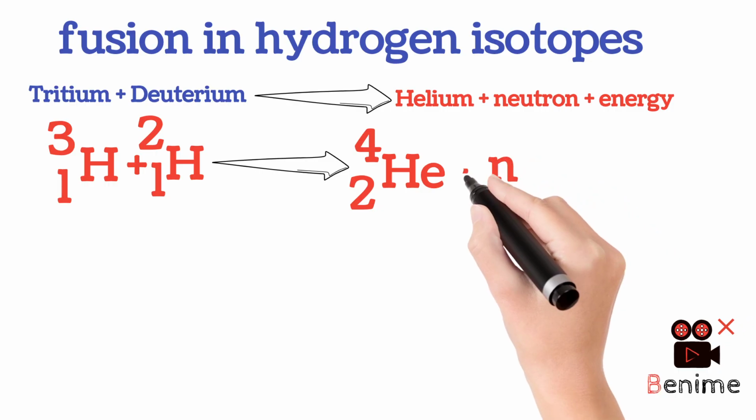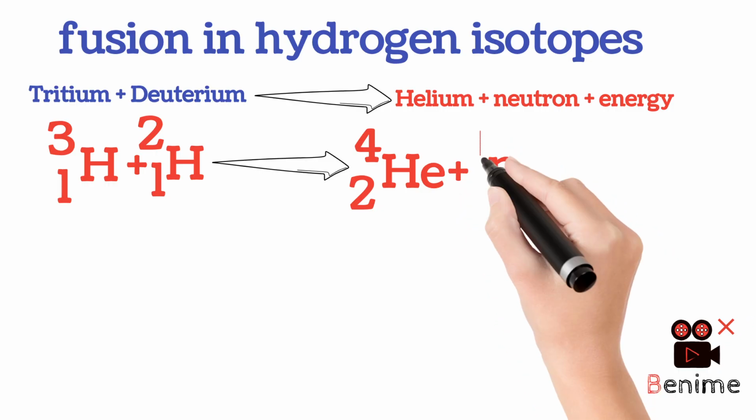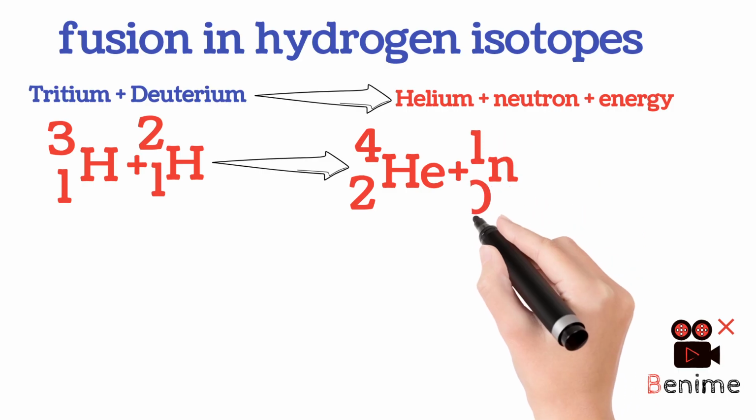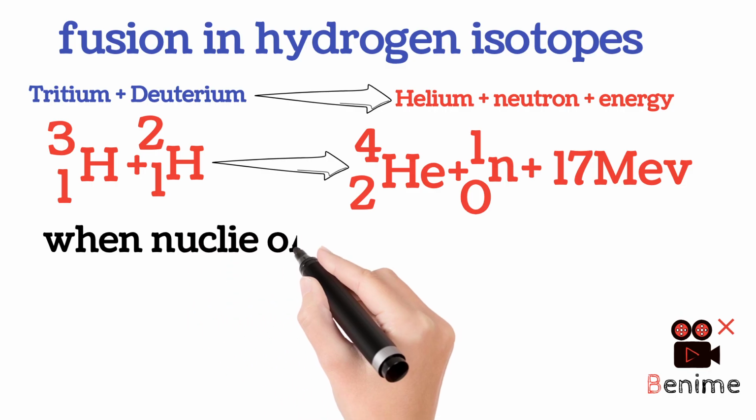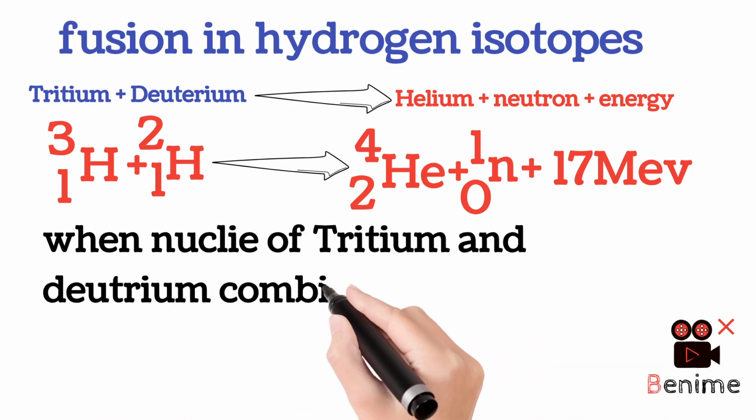Fusion is more preferred than fission due to large energy and no nuclear waste, but it is not achievable yet on Earth due to the requirement of high temperature and plasma stability.